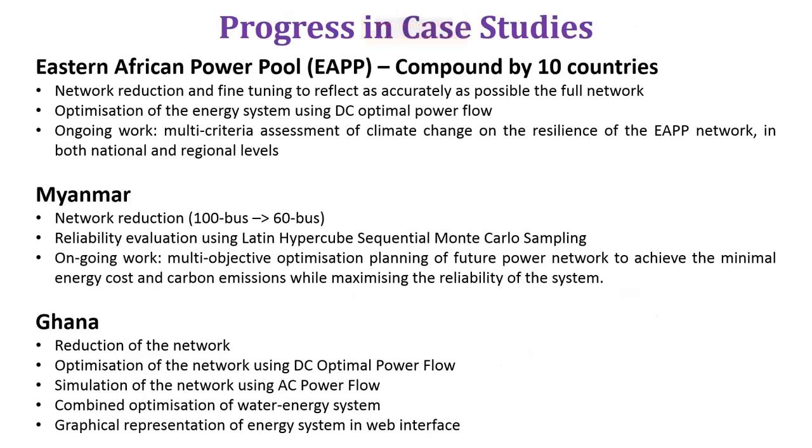And then in East Africa, we have applied tools like the network reduction, and we have fine-tuned the parameters that we have in the network to represent as accurately as possible the full network. We have also optimized that network using the DC optimal power flow, that basically takes a small amount of time to solve the reduced network that we have developed. Finally, in the ongoing work, we are doing a multi-criteria assessment of climate change on the resilience of EAPP at both national and regional levels.